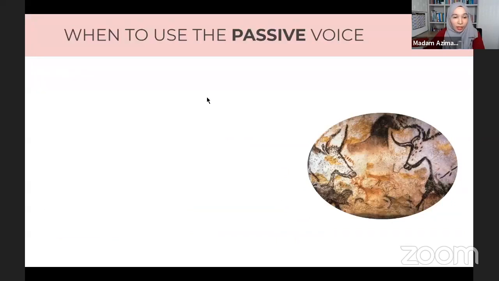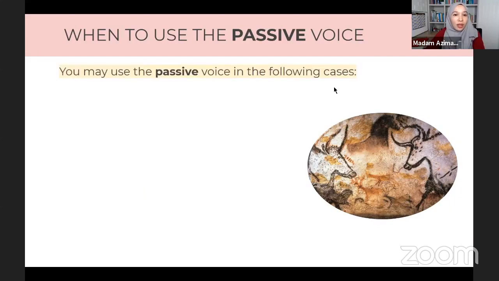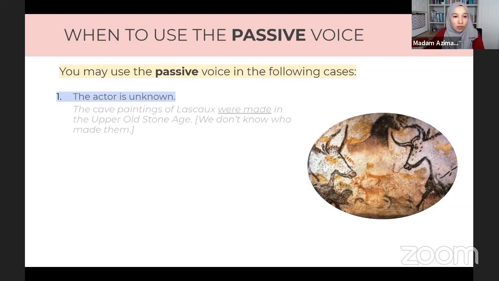So very quickly, when to use the passive voice, as you can see there, there's some very beautiful cave painting that's going on, right? We'll use it in the following cases: when the actor, the doer, is unknown. For example, I hope I pronounced this correctly, the cave paintings of Lascaux, I had to check the pronunciation of Lascaux, it's a city in France, were made in the Upper Old Stone Age. We don't know who made them.